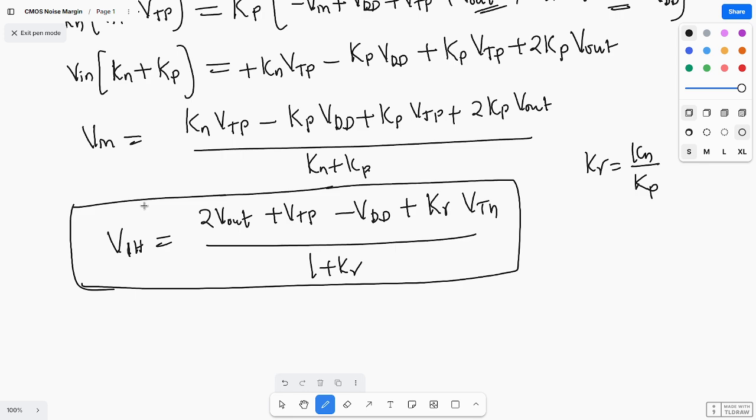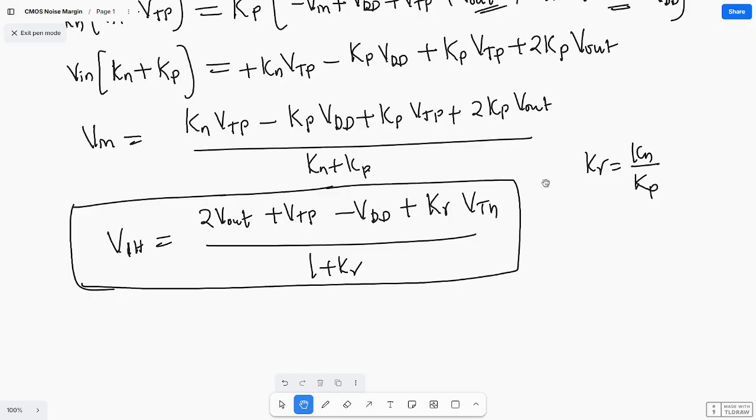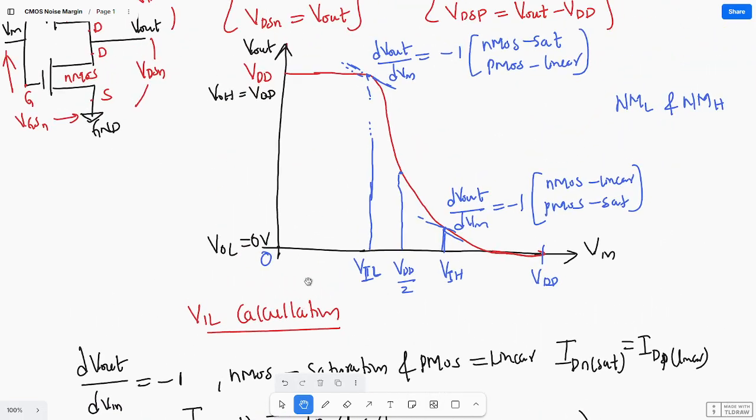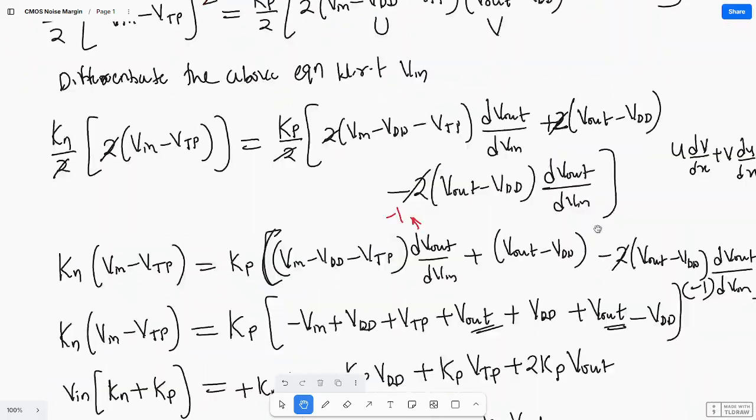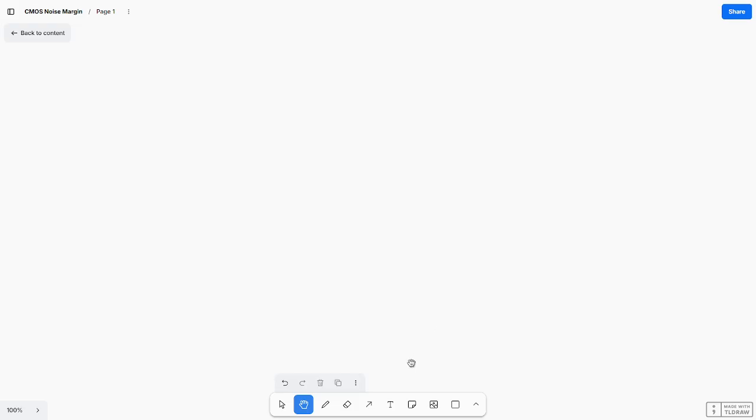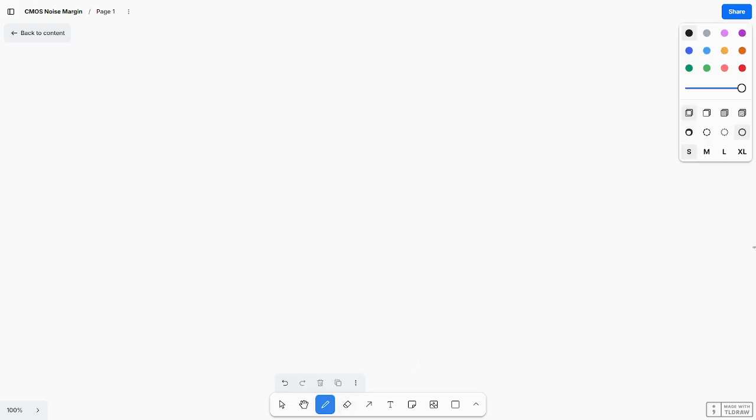Okay, and next if I want to calculate VIH, what is the condition? If you calculate VIH, dV out by dV in equals minus 1. NMOS will be in linear region and PMOS will be in which region? Saturation region. So that condition I need to substitute and calculate. So see here, that means calculation of VIH.